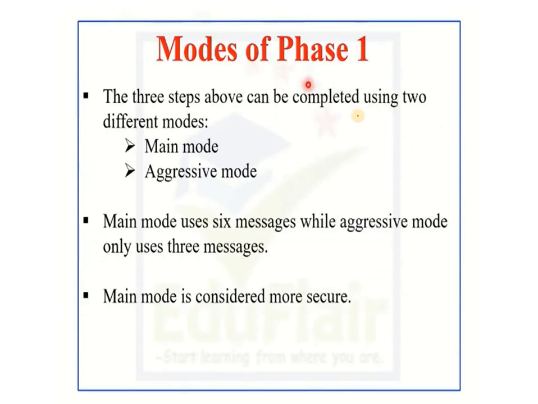So what are the modes of IKE phase 1? IKE phase 1 has two different modes. One is main mode, the second one is aggressive mode. In the main mode, 6 messages will be exchanged between the two peers. In the aggressive mode, we will exchange 3 messages.